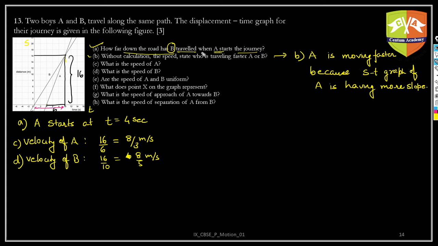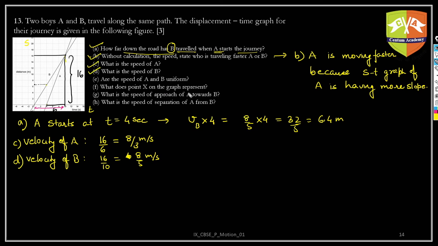How far down the road has B traveled when A starts the journey? So we have to find this out. So in 4 seconds, this is a rough cut, you can find out, but then let's calculate it accurately. So in 4 seconds, how much has B traveled? VB, velocity of B into 4 seconds is the distance traveled by B in 4 seconds. How much is VB? We just calculated 8 by 5. So 8 by 5 into 4, that is 32 by 5, that is 6.4 meters. So you can see 6.4 roughly it is coming here. So 6.4 meters. A done, B done, C done, and D also done.